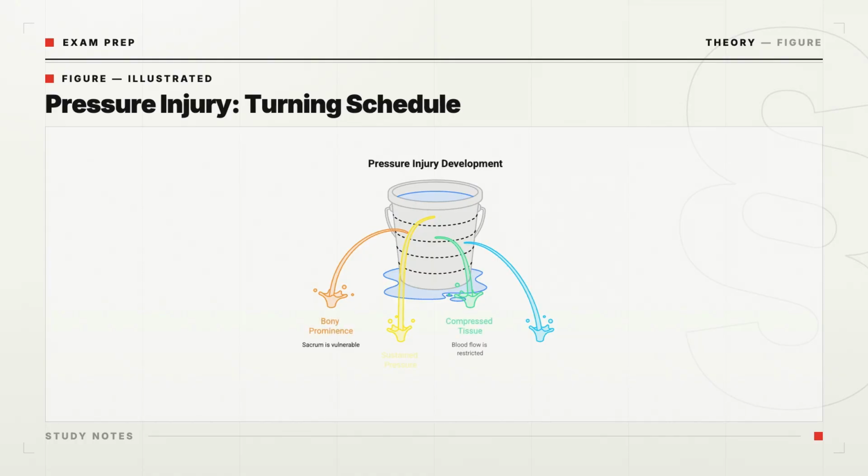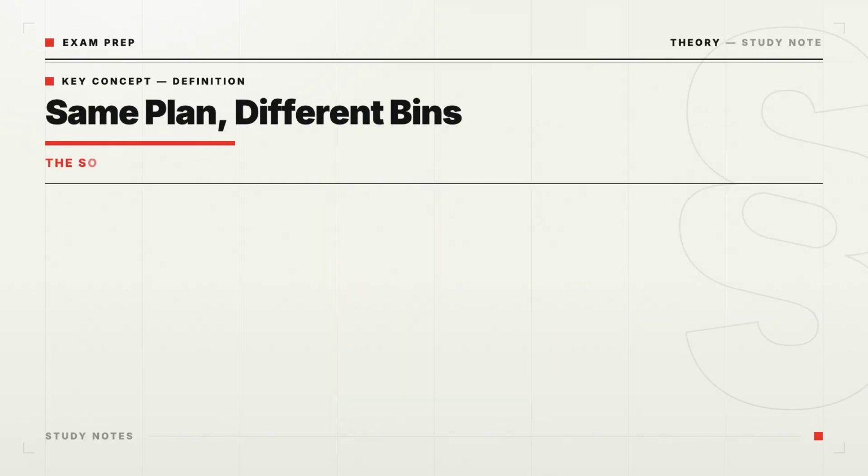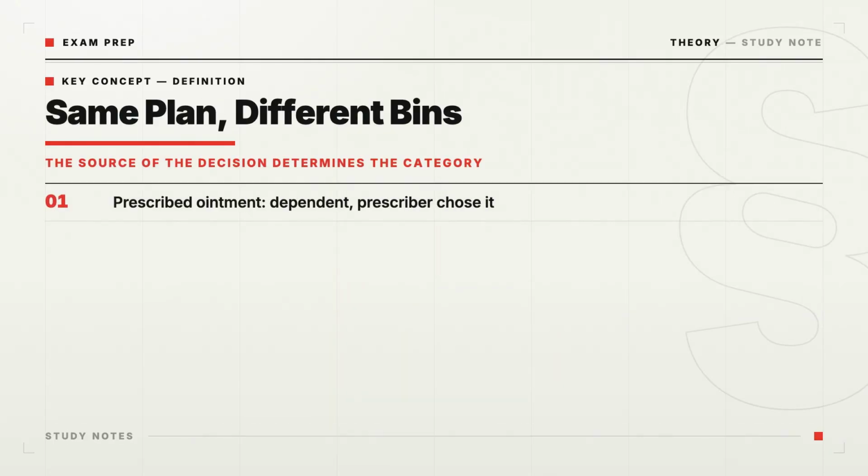Take a stable patient with a reddened area over the tailbone. Turning that patient every 2 hours needs no order. It falls squarely within nursing scope. Lifting sustained weight off the bony prominence so blood can return to the compressed tissue. Change one word and the category changes with it.